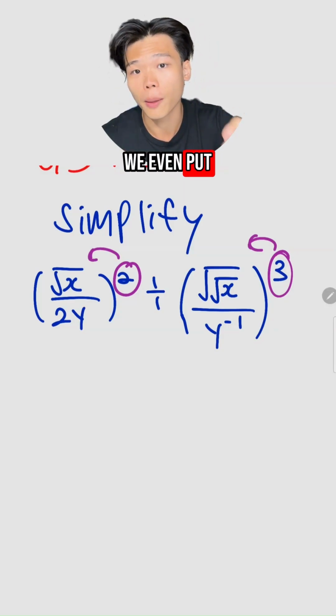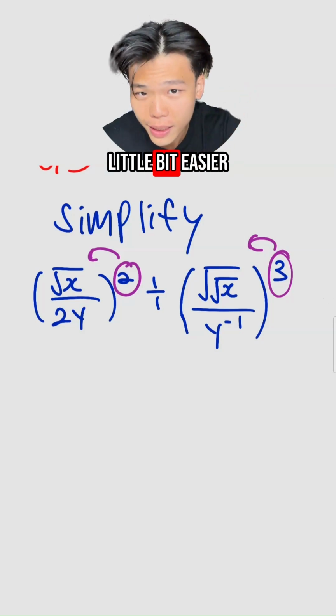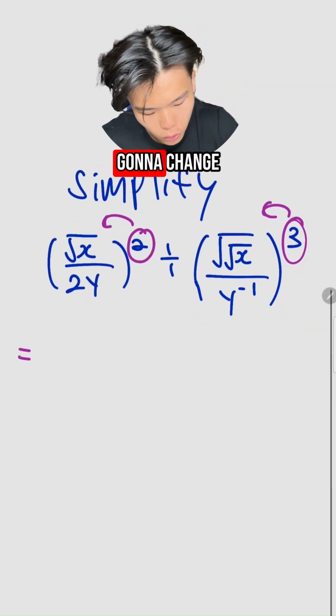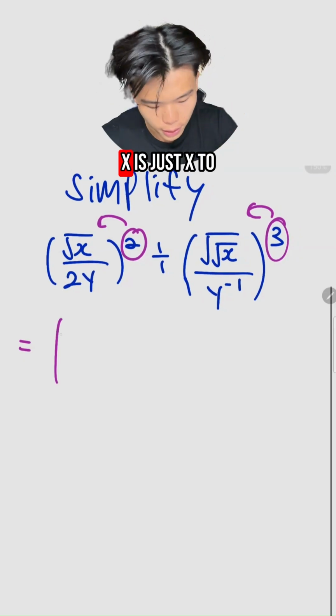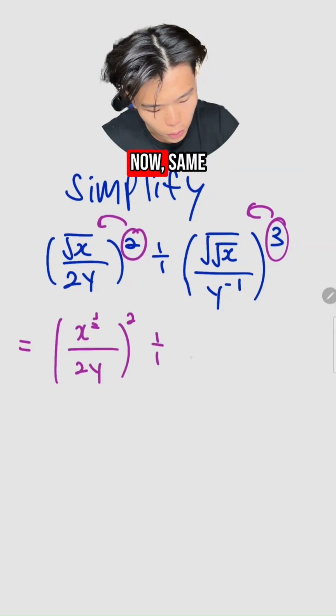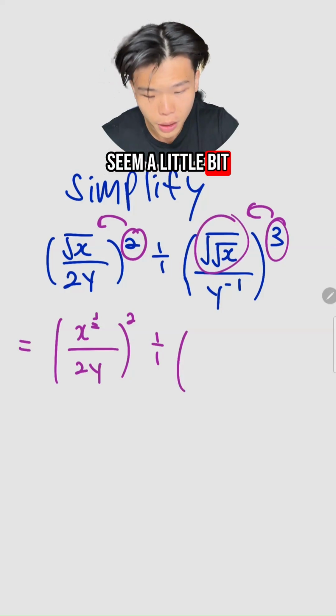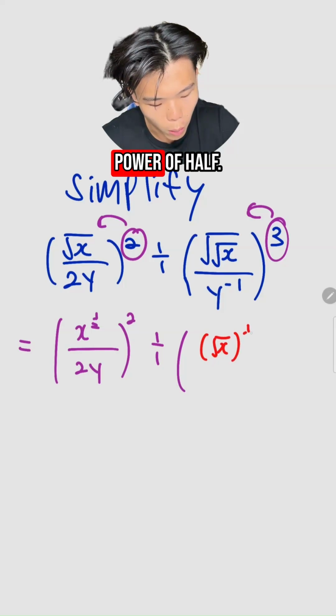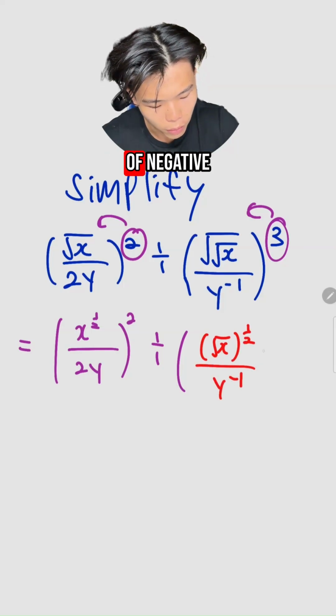But before we even put the powers inside, we can make our life a little bit easier by changing everything to power form first. So if you change this to power form, then square root x is just x to the power of half, and then this is just 2y, and then put the square outside. Same thing for the other one. This one might seem a little bit daunting, but actually it's pretty simple, because this is just root x to the power of half, and then this is y to the power negative 1/3.